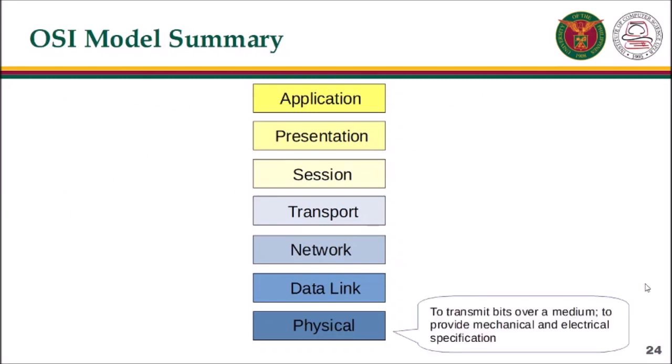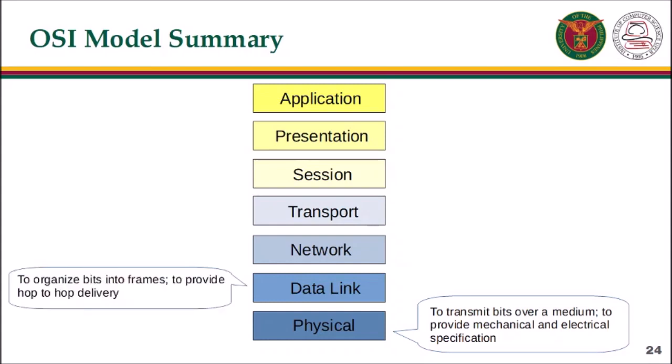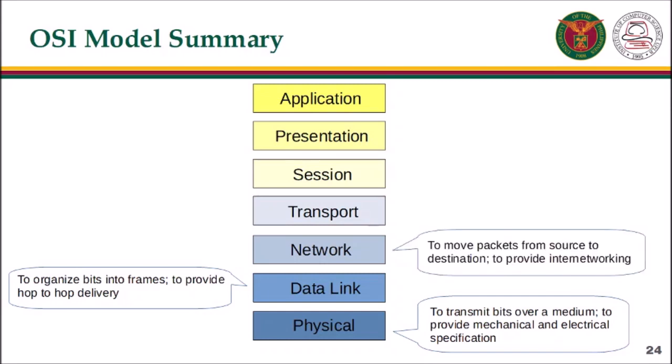In summary, the physical layer is responsible to transmit bits over a medium, and to also provide mechanical and electrical specification. The data link layer is responsible to organize bits into frames, and to also provide hop-to-hop delivery. The network layer is responsible to move packets from source to destination. It's also responsible to provide internetworking.